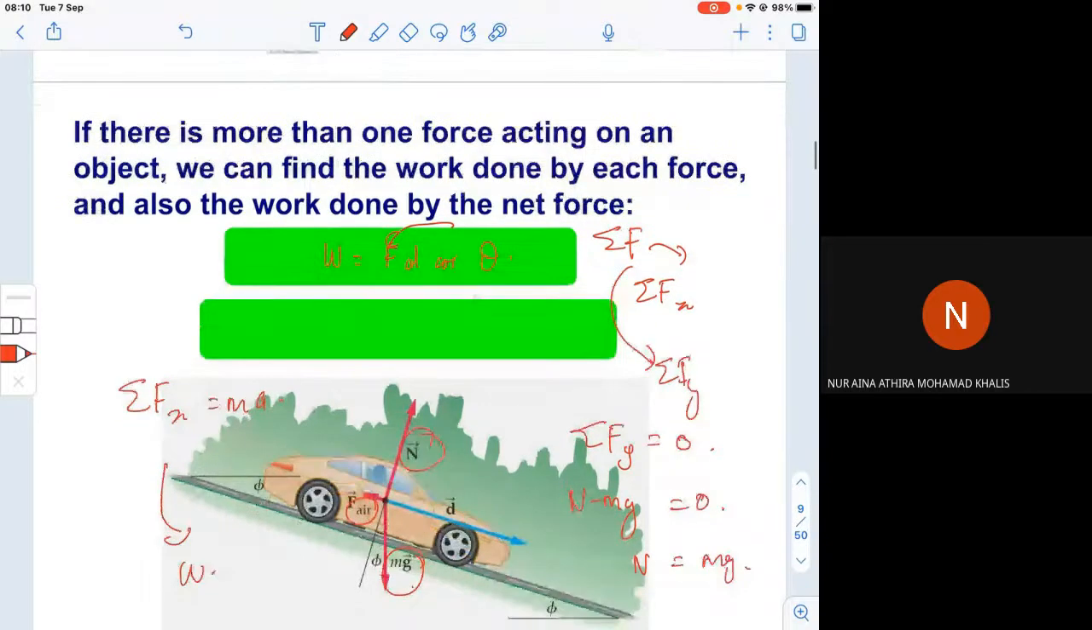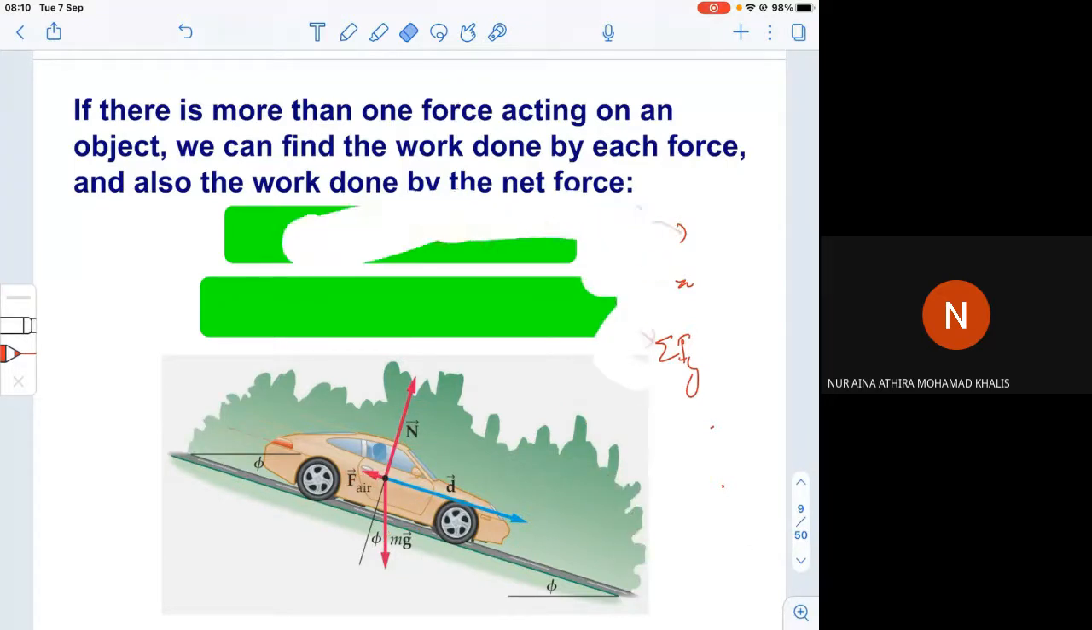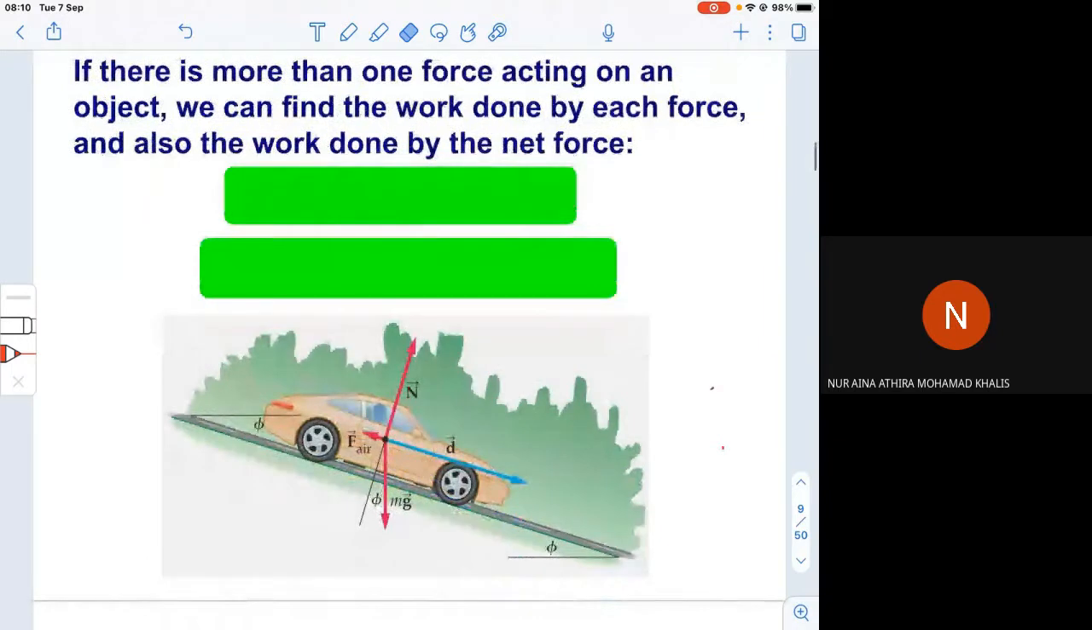If there is more than one force acting on an object, for example the situation here, we will see a lot of forces involved. For example, we have a normal force, we have a gravitational force, and we have a frictional force. There are three possible forces: the gravitational force, the normal force, normally I just put it as N, and also a frictional force. Here we have air friction. Now there are three forces.